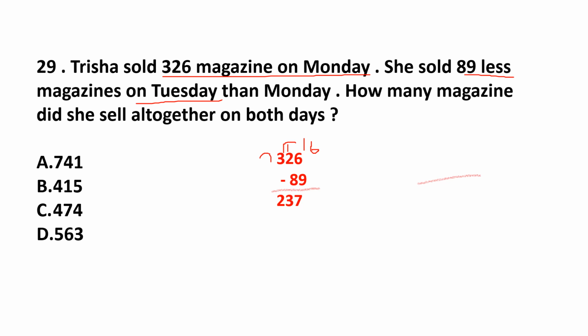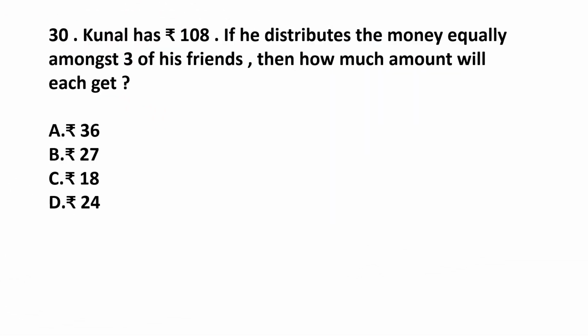And it is 237 magazines she sold on Tuesday. How many magazines did she sell altogether on both days? 326 plus 237. This is 563. 6 plus 7 is 13. Carry over 1. 2 plus 1 is 3, plus 3 is 6. And 3 plus 2 is 5. Answer is 563, option D.